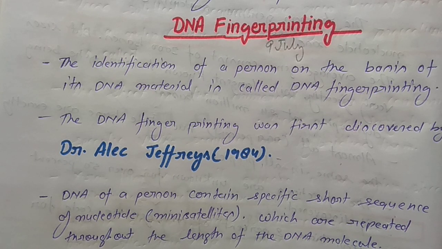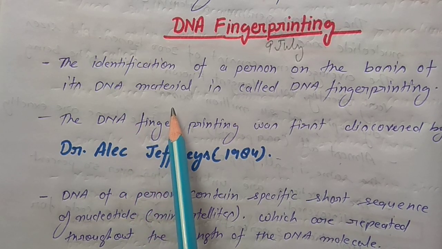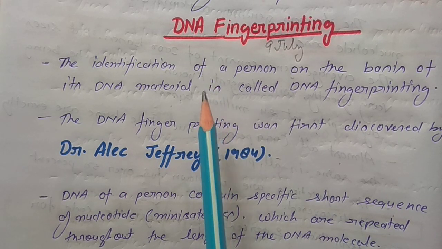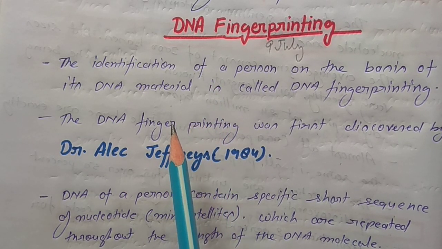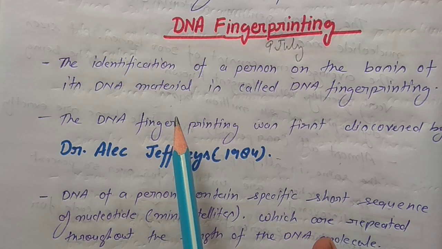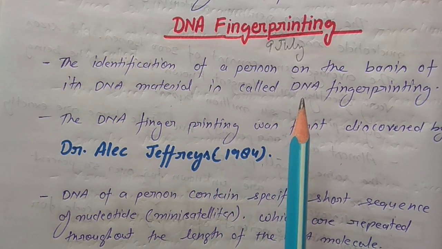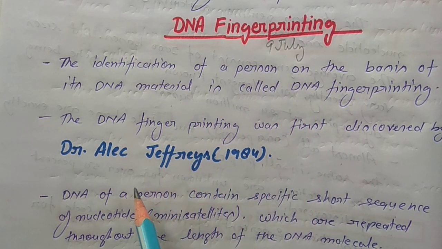Okay, so it is the identification of a person on the basis of DNA material. If we identify a person, or differentiate two persons, on the basis of DNA material, this method is known as DNA fingerprinting. This DNA fingerprinting was first discovered by Alec Jeffreys in 1984.